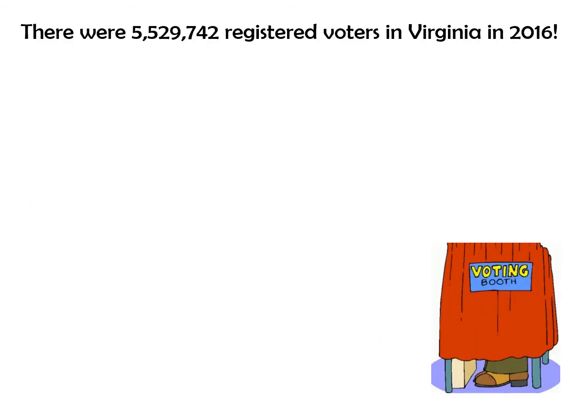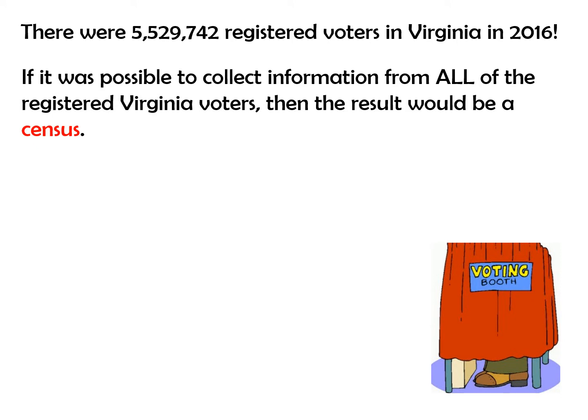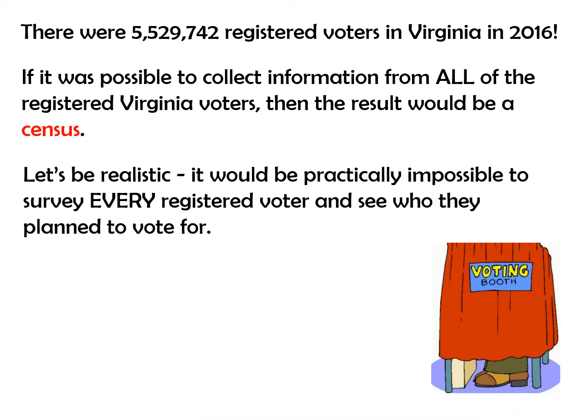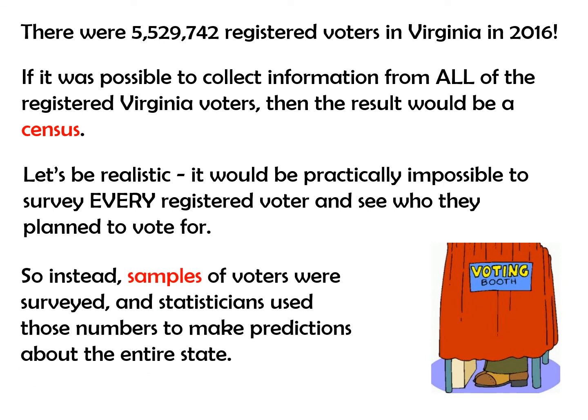There were 5,529,742 registered voters in Virginia in 2016. If it was possible to collect information from all of the registered voters, then the result would be called a census. But let's be realistic. It would be practically impossible to survey every registered voter and see who they plan to vote for. So instead, samples of voters were surveyed, and the statisticians used those numbers to make predictions about the entire state.